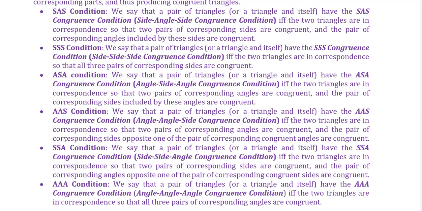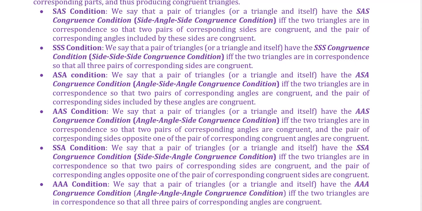Notice that that's different than the AAS condition. We say the pair of triangles or triangle itself have the AAS, or angle-angle-side, condition if the two triangles are in correspondence so the two pairs of corresponding angles are congruent and the pair of corresponding sides opposite one of the pair of corresponding congruent angles are also congruent.